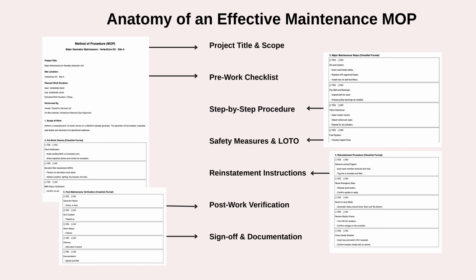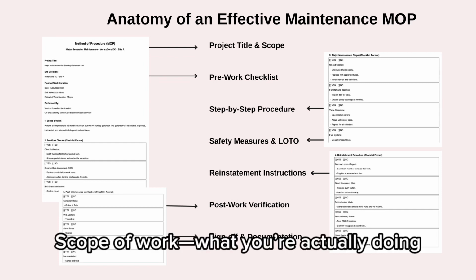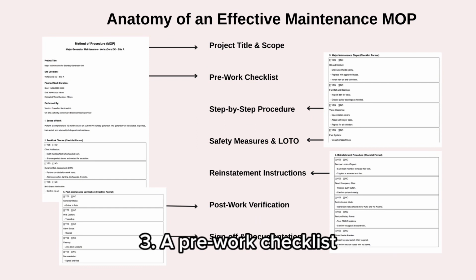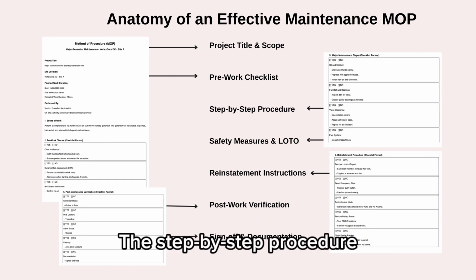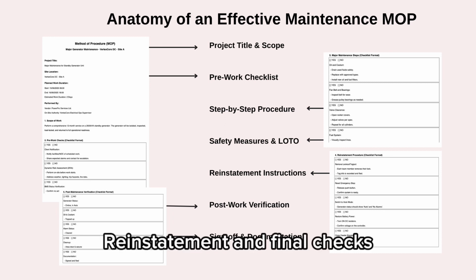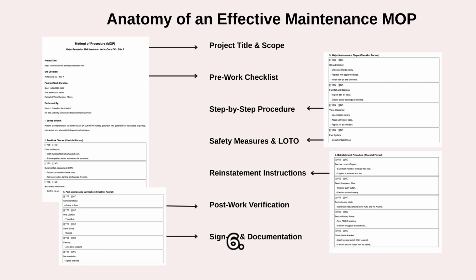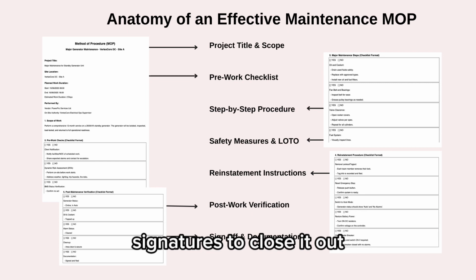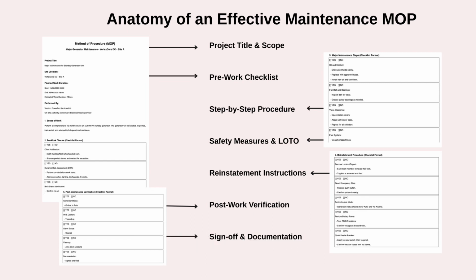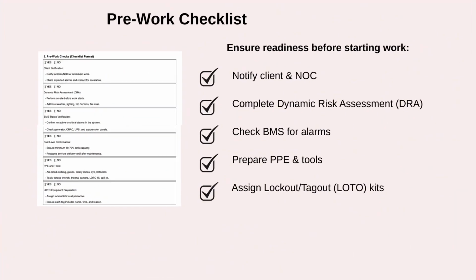So what goes into a solid MOP? You want a structure that's easy to follow, like: 1. Job title and basic info. 2. Scope of work, what you're actually doing. 3. A pre-work checklist. 4. The step-by-step procedure. 5. Reinstatement and final checks. 6. Signatures to close it out. That's the flow. From prep to closeout, it's all in one place. Let's zoom into the first critical piece, the pre-work checklist.